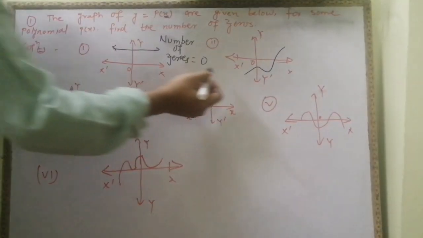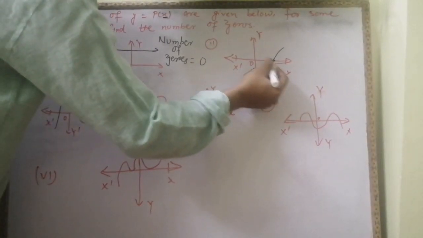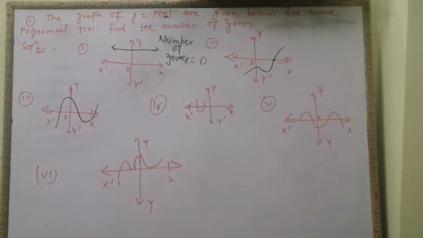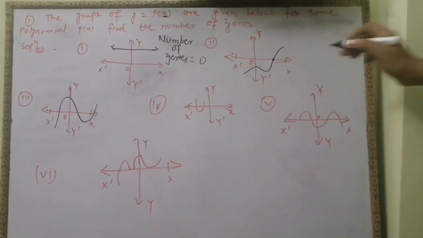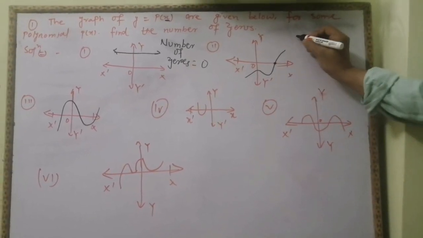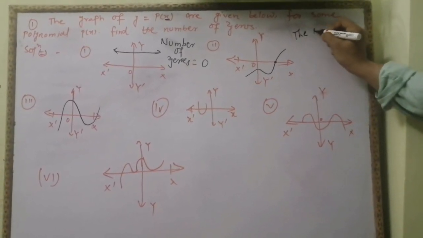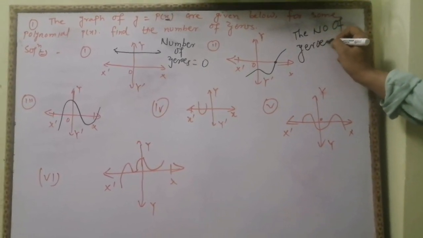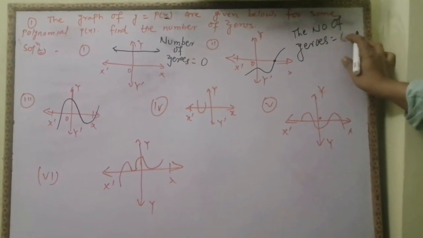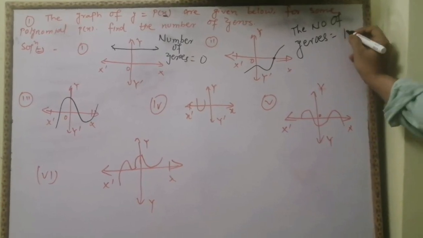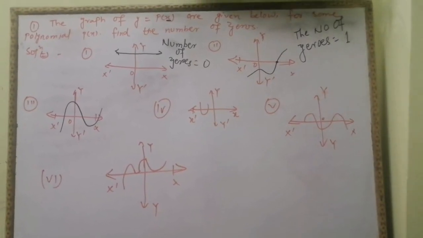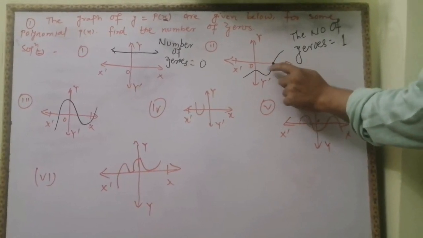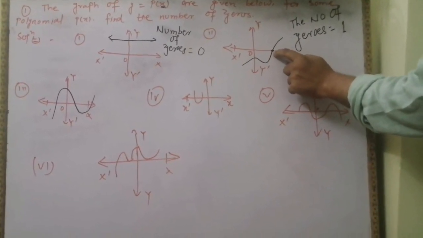Here you can see that the line has cut at one point. So I can write that in this case the number of zeros is equal to 1. Why 1? Because only at this point is the graph cut by the x-axis.